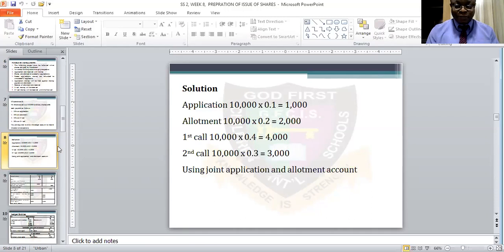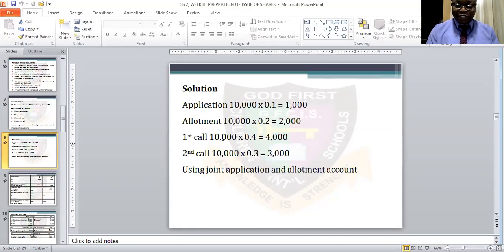Then for the allotment, the shares we are giving are 10,000 at 20 kobo. That 20 kobo is 20 divided by 100, which gives 0.2. So when you multiply 0.2 by 10,000, you get 2,000 naira.